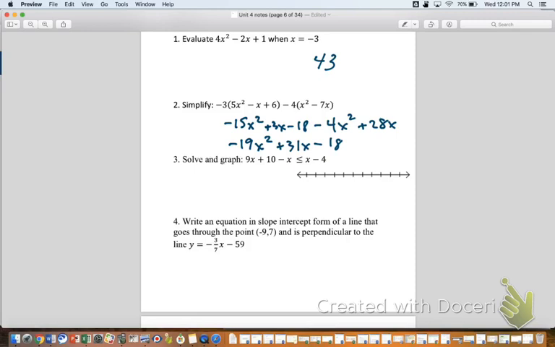Okay, so then number 3, doing a little bit of simplifying, you would get this and that, and it would be 7x is less than or equal to negative 14. Do you all get x is less than or equal to negative 2? Yes. So then if this is 0, that's negative 2. Filled in circle, arrow left.